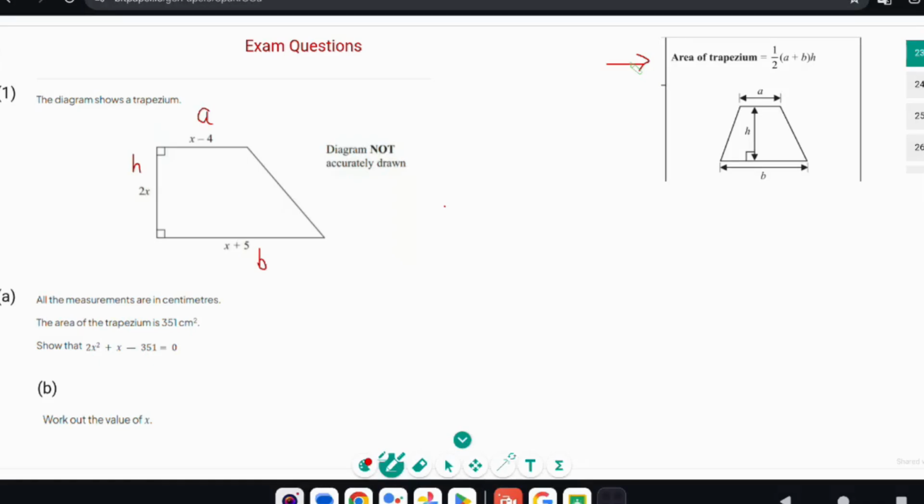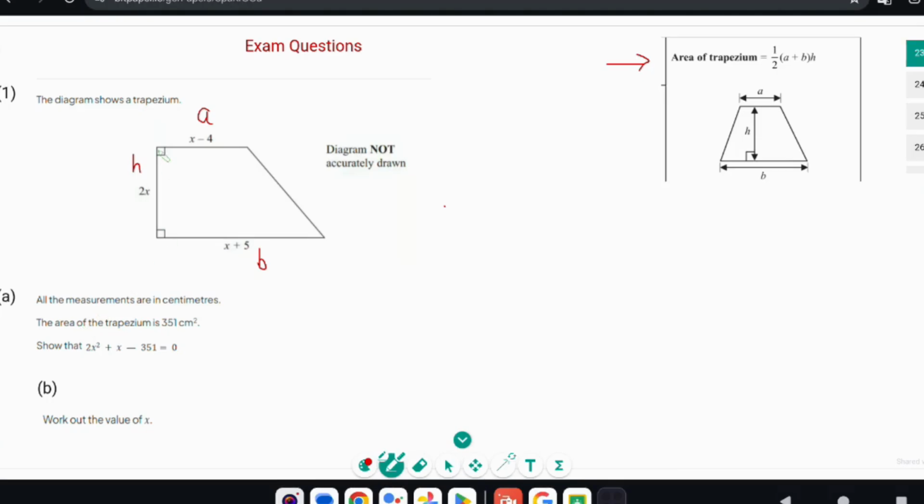Now, when we're asked to show that something, we almost have got to pretend we don't know it and just hope we work out the answer, and it is that. Some people try and work backwards. Don't do that. We're showing that. So we're coming up with an equation and hoping it simplifies to 2x squared plus x minus 351 equals 0.